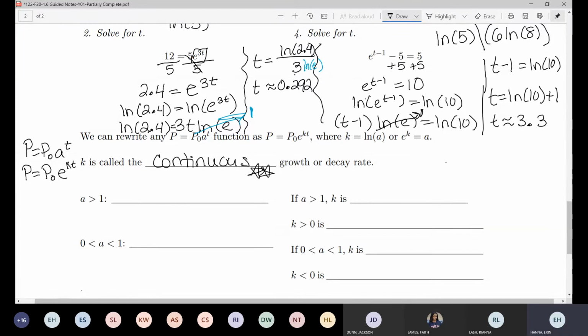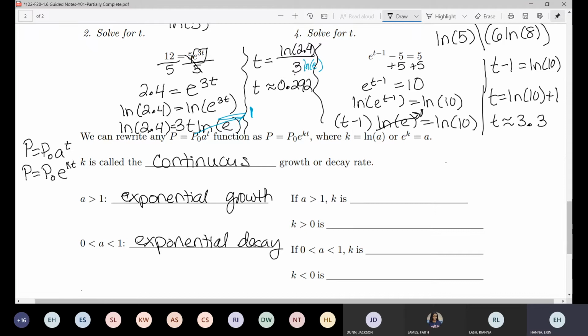Now remember way back when we were starting to talk about exponential functions, we had two options, growth or decay. And it depended on what your a value was. So if your a value is greater than 1, we had exponential growth. And then if a is between 0 and 1, it was exponential decay.